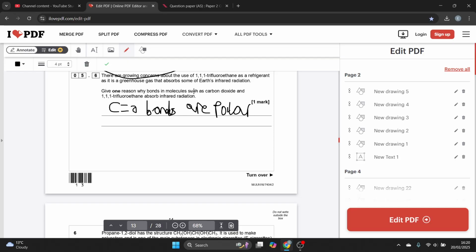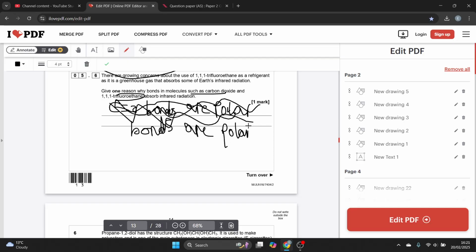No, but it does say such as carbon dioxide and trifluoroethane. That doesn't contain C double bond O bonds, so I can't really say that. We could say just the bonds are polar, or we could say they stretch. Bonds are polar. Yeah, bonds are polar.